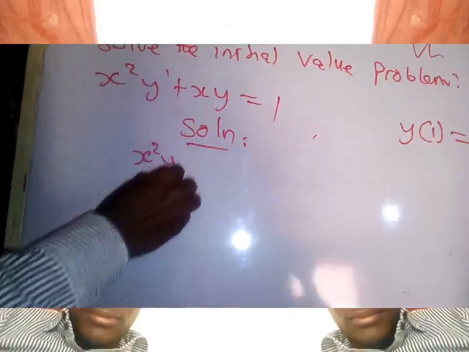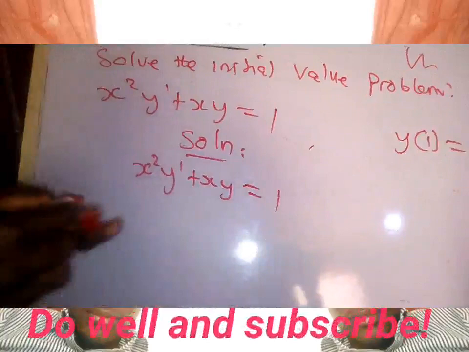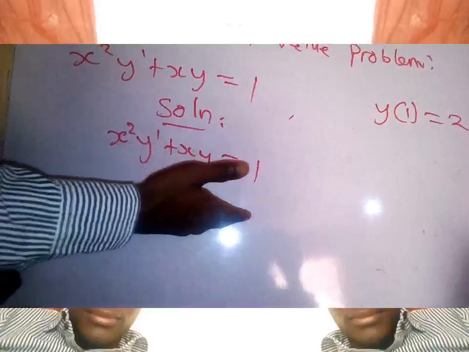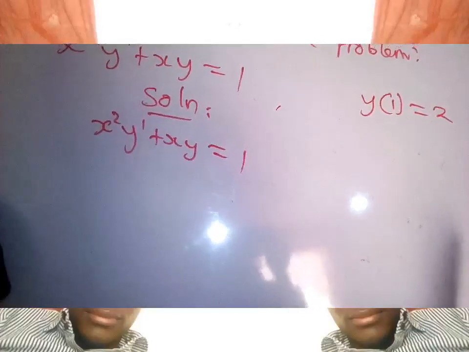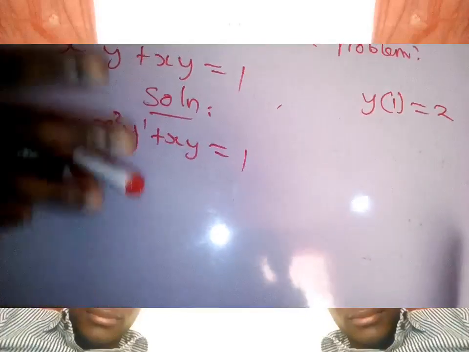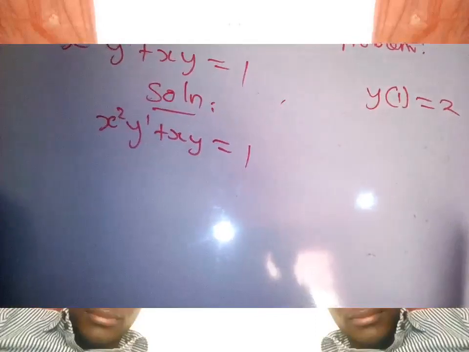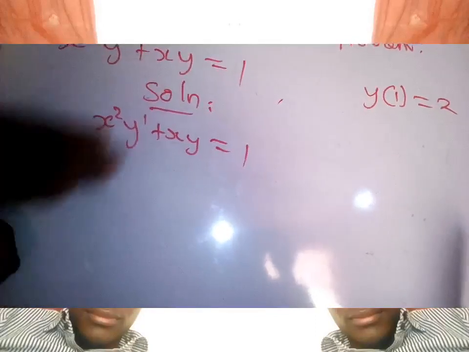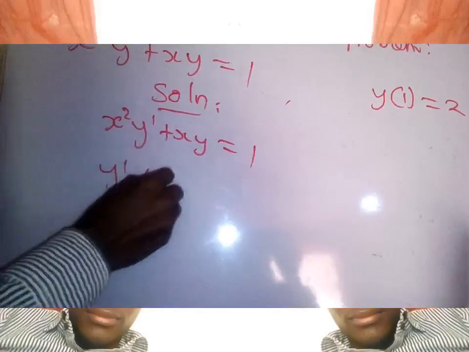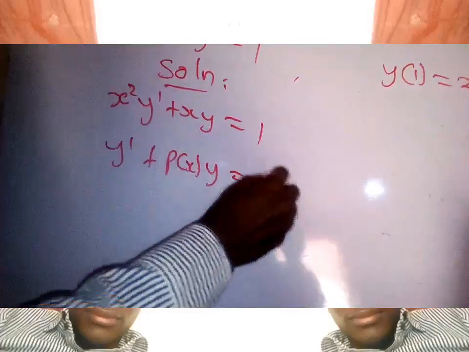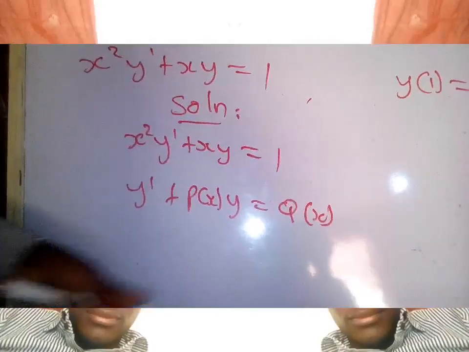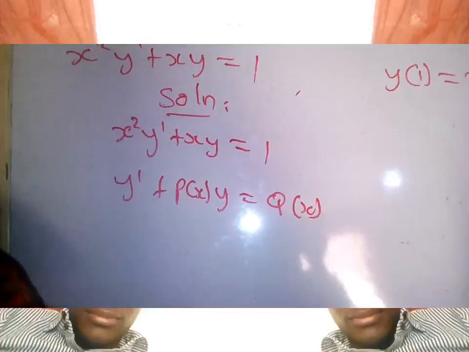Our equation is x squared y prime plus xy equals 1, right? Remember, this y prime is the same thing as dy over dx. Now if you look at this equation, this is a first order linear differential equation. Before we solve it, we need to compare it with the standard form of a first order linear differential equation, which is y prime plus p of x y is equal to q of x. This p of x is the coefficient of y in the equation, and q of x is what is at the right hand side.